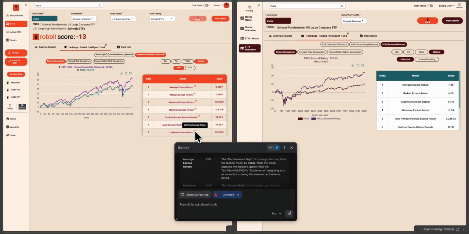Strategic verdict: the fund is structurally broken. It fails 98% of the time and trails by a massive margin, 8.2%. Final conclusion. The metrics tables explain why FNDX has such a low score, -13. Tactically, you missed the market speed, trailing by approximately 7.35%. Strategically, you are fighting the market structure, trailing by approximately 8.23%.